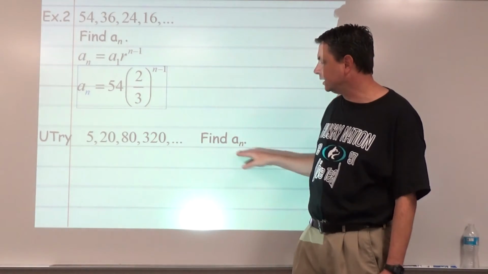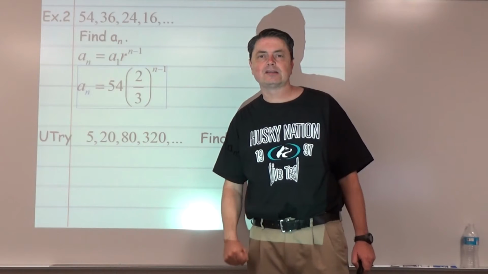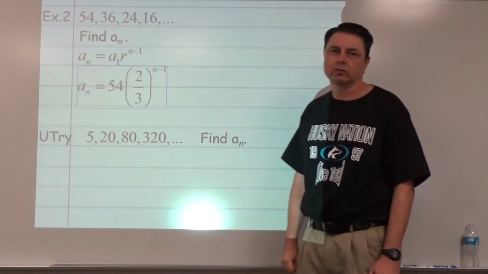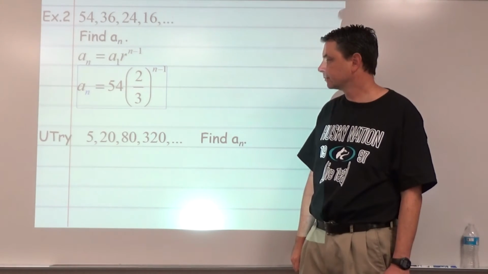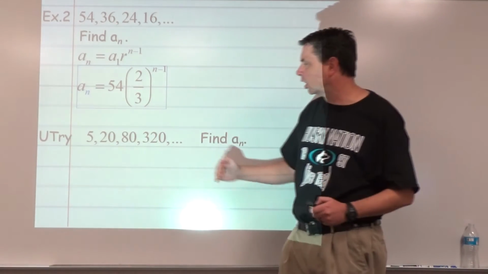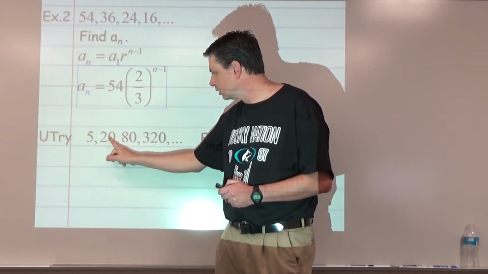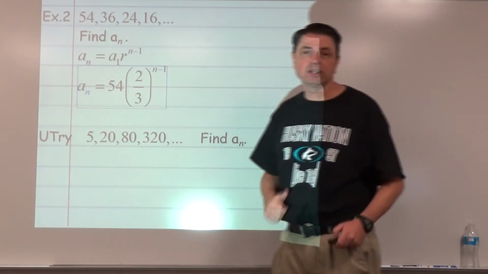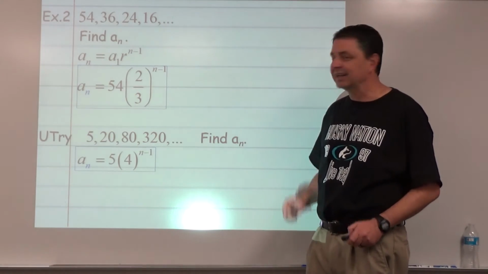All right, you try, find the generic a sub n term for that sequence. Resume when you're ready. This time I think our r value, 20 divided by 5 is 4. Does that make sense? Times 4, times 4, times 4. Yep, it's going to be geometric. R is 4.